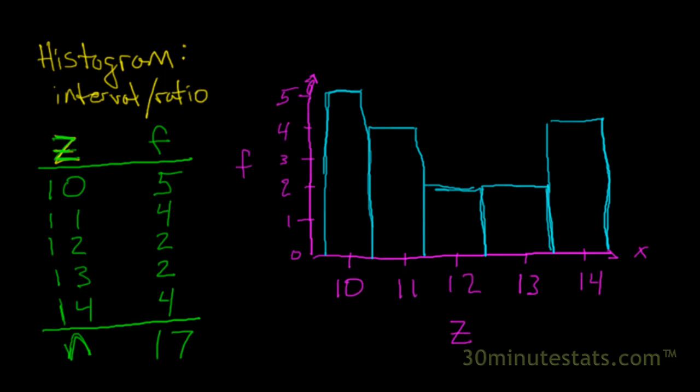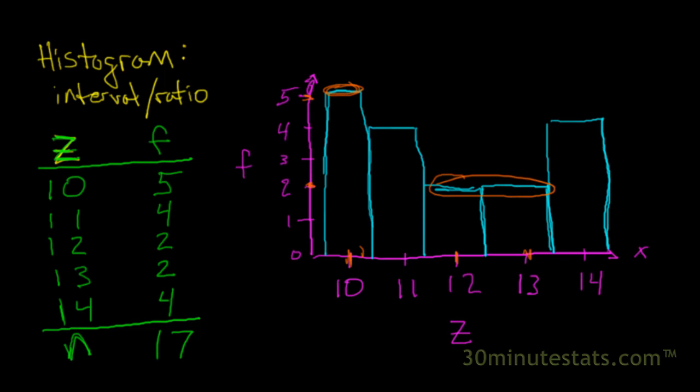And again, we can see fairly quickly that the highest value, the most common value of variable z is 10. That's the most common. And the least common occurs here at both 12 and 13, where the frequency is 2. Okay, so 5 is the most common, 2 is the least common. And we can see where the others are in between.